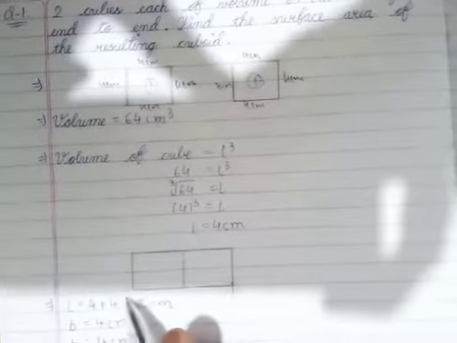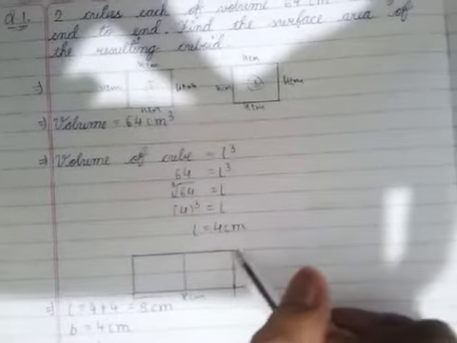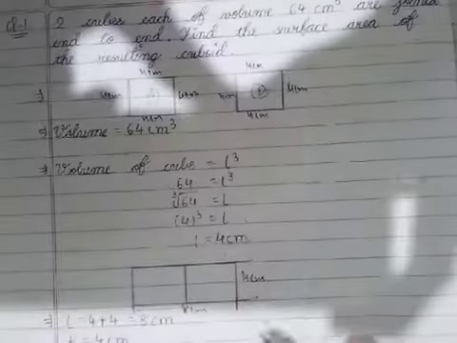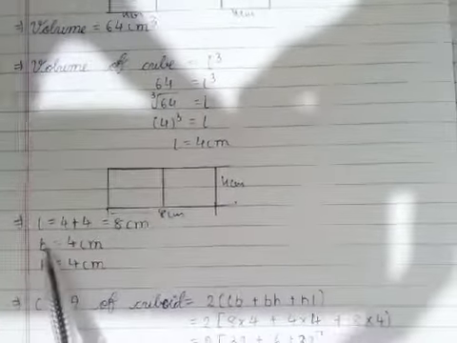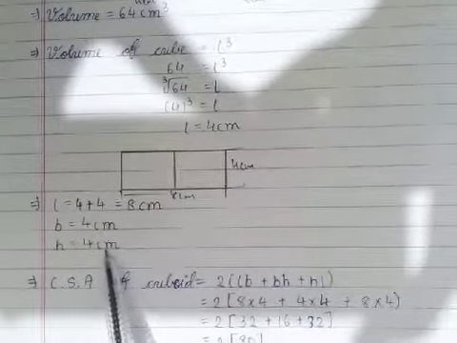So what will be the length here then? Length will be 8 centimeter. Breadth will be same 4 centimeter, and height will also be same as 4 centimeter. So in that only length will be changed. So length will be 8 centimeter, breadth will be 4 centimeter, height will be same as 4 centimeter.